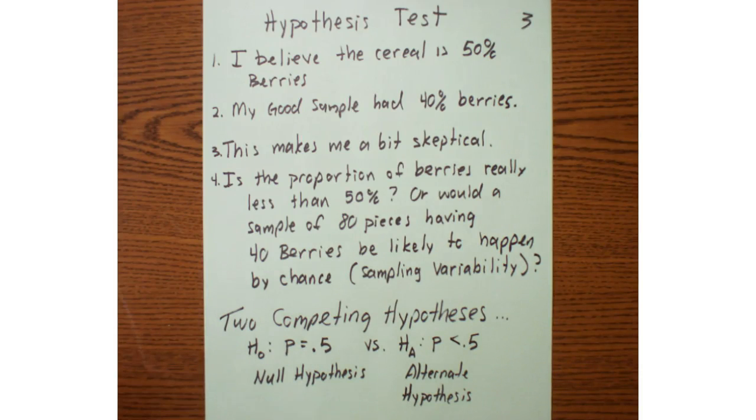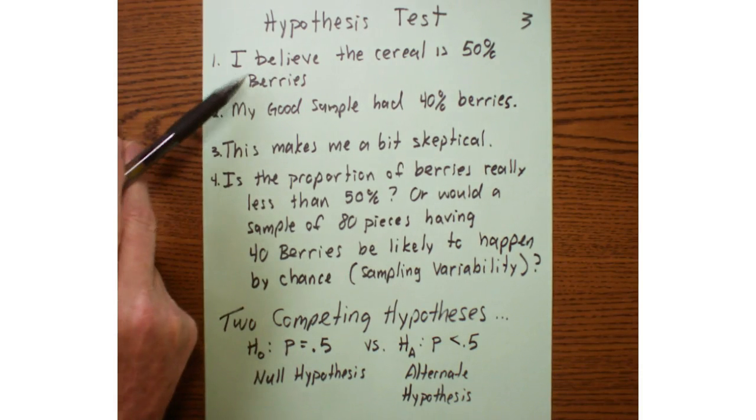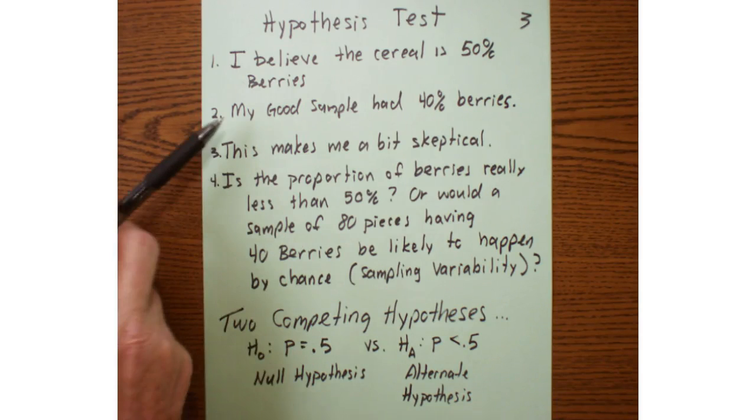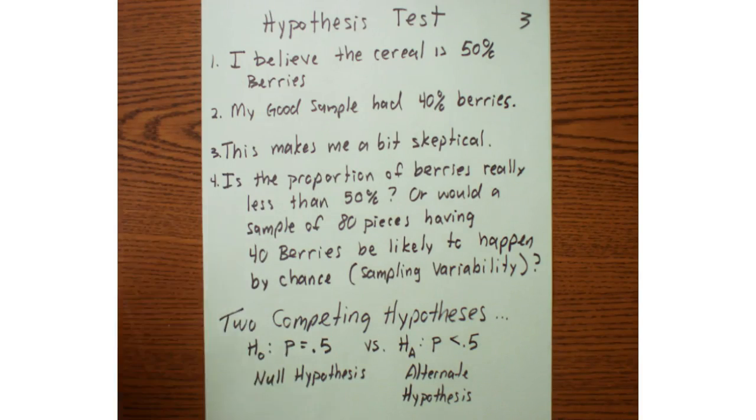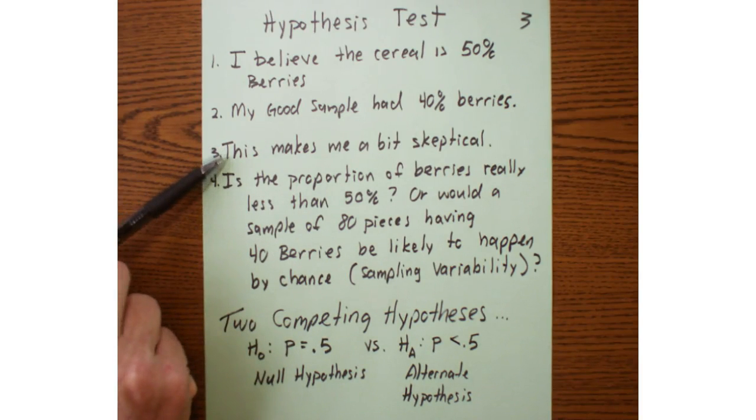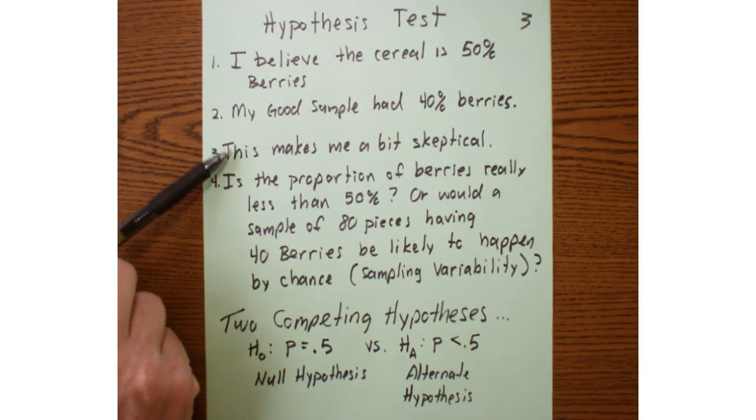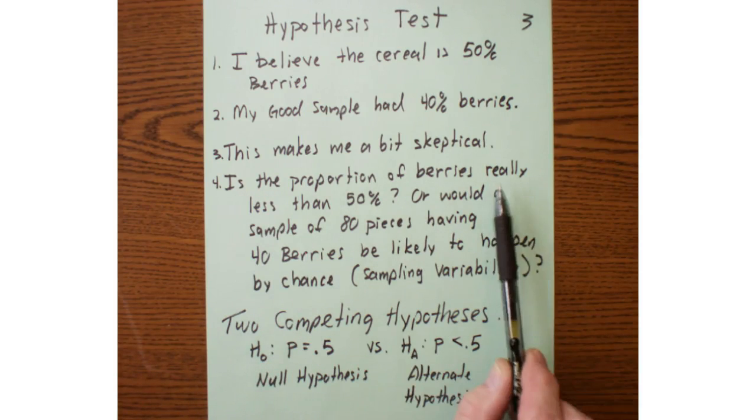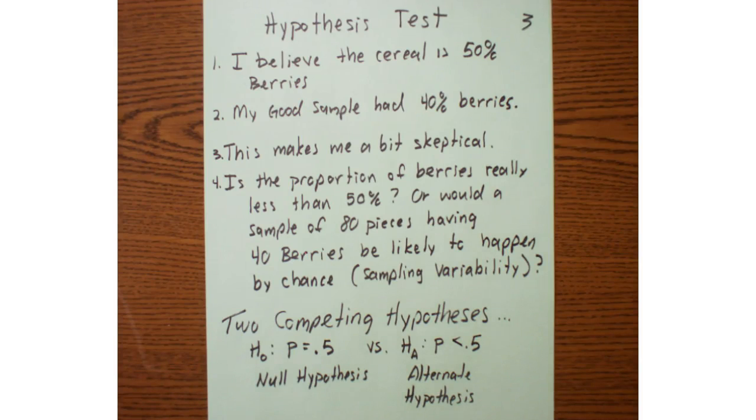So in a hypothesis test, I believe that the cereal is 50% berries. My good sample, though, had 40% berries. So seeing this sample of 40% berries makes me question my belief that the cereal is 50% berries. It makes me a bit skeptical. So I wonder, is the proportion of berries really less than 50%? Or would a sample of 80 pieces of cereal having 40 berries be likely to happen by chance, or just by sampling variability? So there are two competing hypotheses here.